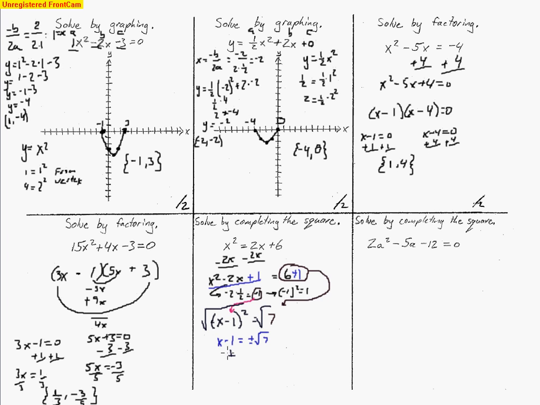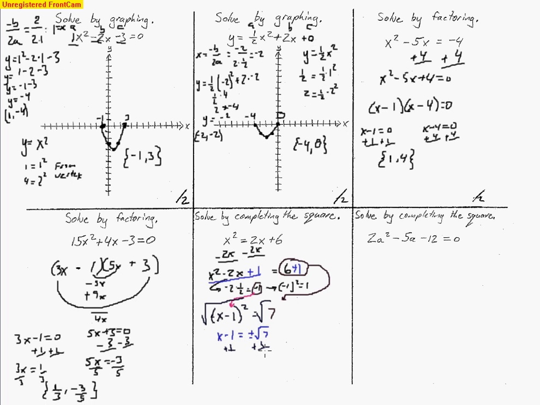So I end up having to add that 1 to both sides. Well, you can't add 1 to the right-hand side, you can't add 1 to the 7, that is. So you're just going to have to leave them separate. So your answer is going to be 1 plus or minus the square root of 7. And there it is.